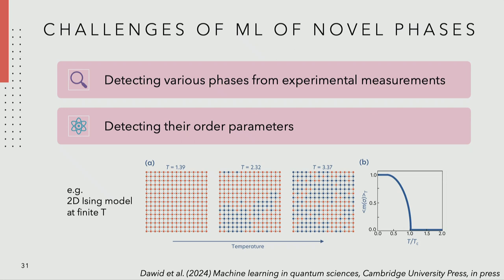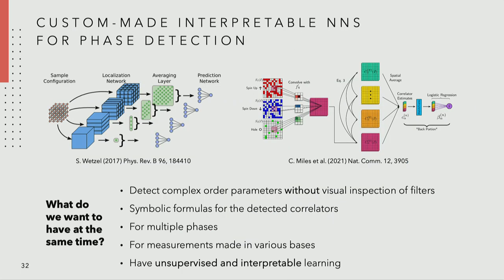So that's the setup. And of course, an important disclaimer: we are not the first to notice that it's a huge problem that we need interpretable machine learning when learning phases of matter. There is amazing work that we are building on, especially by Sebastian Wetzel, Cole Miles and Annabelle Bohrdt. But there are features that we want to have within one tool, and maybe improve upon these solutions as well.